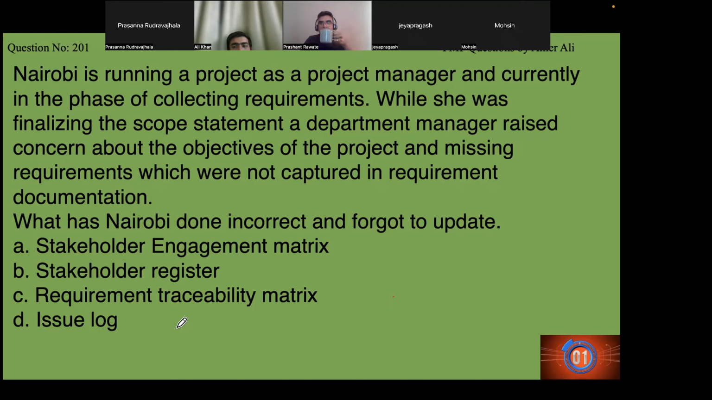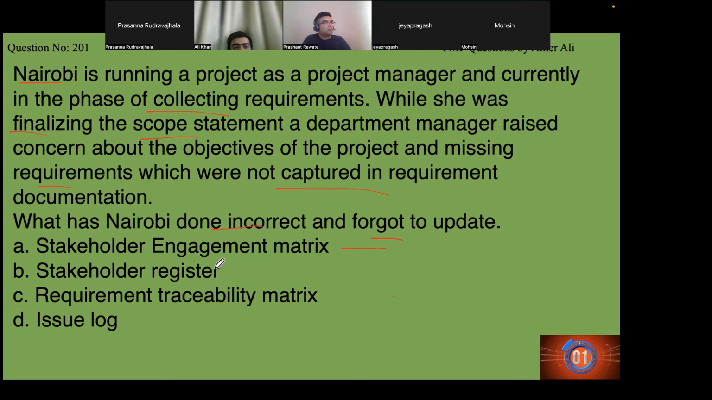What has Nairobi done incorrectly and forgotten to update? Nairobi is running a project as a project manager and is currently in the phase of collecting requirements. While she was finalizing the scope statement, a manager raised a concern that some objectives of the project and missing requirements were not captured in the requirements. What has she done incorrectly and forgotten to update?